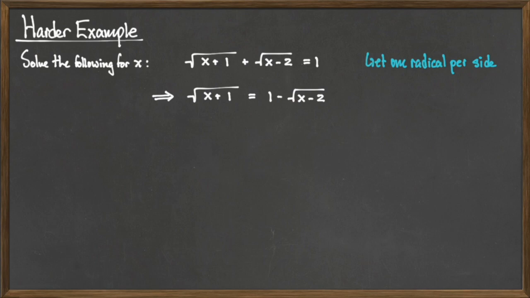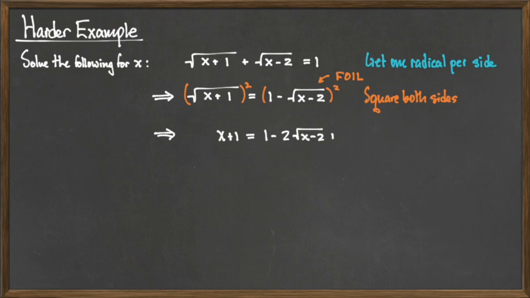The next thing I'm going to do is square both sides, and that just means that I'm going to have to FOIL out my right-hand side. The details for all this are explained in the notes very thoroughly, but what we're going to get after we FOIL the right-hand side and square the left-hand side is x plus 1 is equal to 1 minus 2 square roots of x minus 2, plus x minus 2. Note that the term x minus 2 came from the square root of x minus 2 squared. Like I said, this is what you get when you FOIL out the right-hand side.